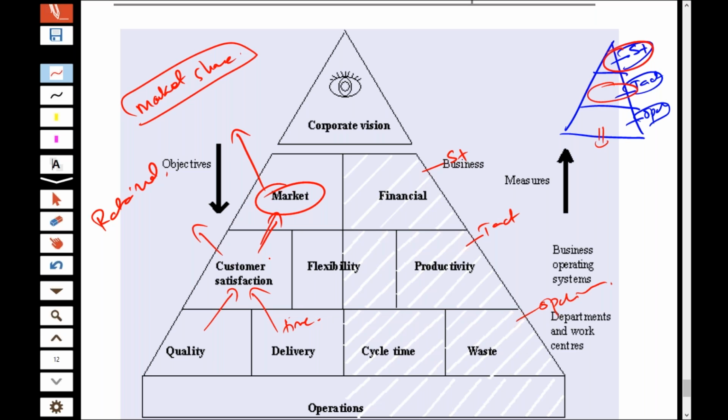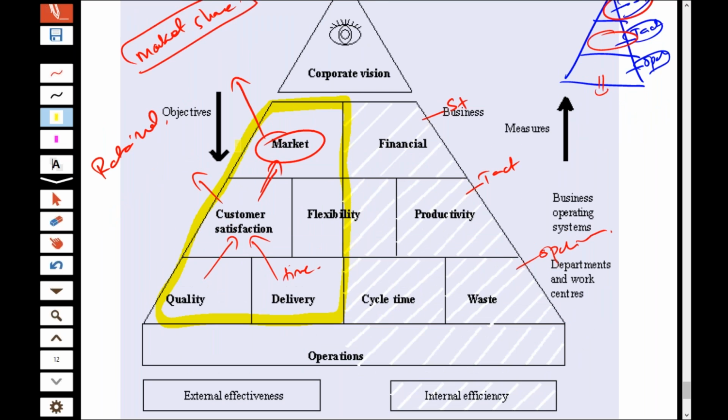So basically, the performance pyramid says, consider this specific aspect. What is it telling you? If you produce quality goods and deliver them on time, then the customers would be happy. And if the customers are happy, your market share would increase.